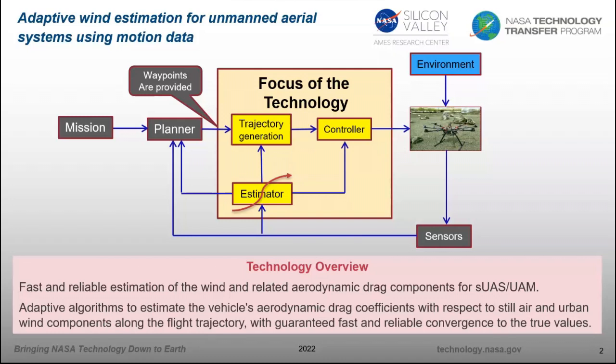So again, I want to emphasize it's a fast and reliable convergence to the theoretical true values, and it's adaptive. It's a very simple software actually, and uses onboard sensors that are typically available. This picture here shows a typical control diagram that everyone is using for autonomous vehicles. You have a planner that takes waypoints, and the key is to generate a trajectory that's flyable. And for that, you need to understand the wind. So that's the whole idea of coming up with the estimation.